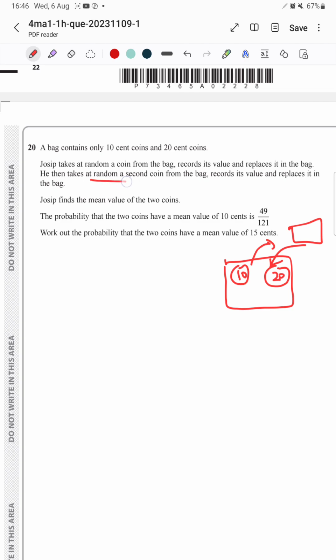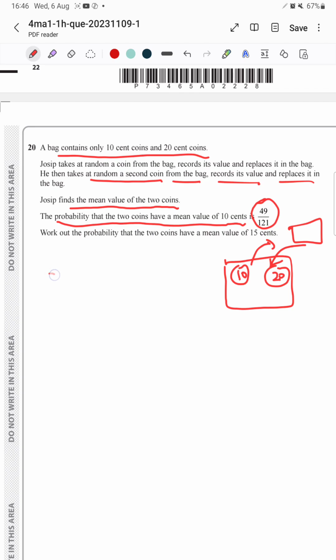He then takes at random the second coin from the bag, records its value, replaces it back. Joseph finds the mean value of the two coins. The probability that the two coins have a mean of 10 cents is 49 over 121. So now see, there are a lot of things to be considered in this question. First of all, we read the whole question and we got to know that we don't know how many 10-cent coins are there and how many 20-cent coins are there.